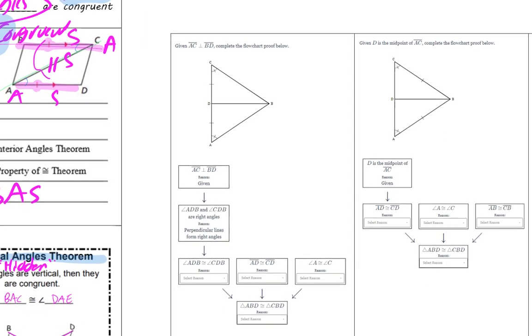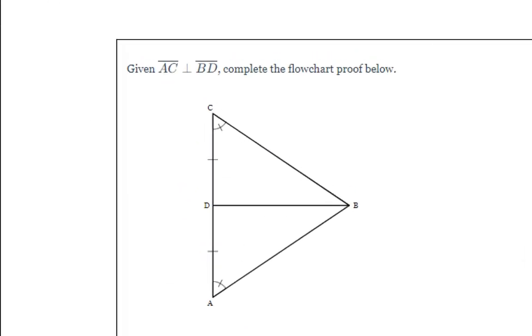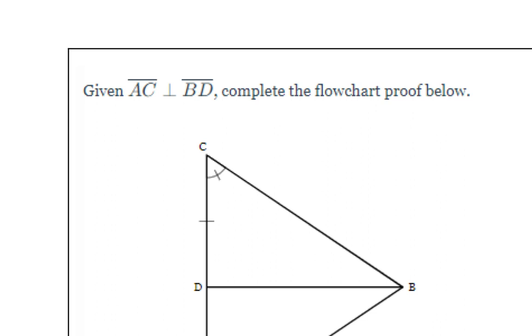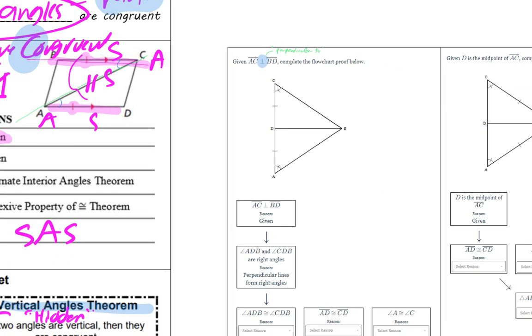All right, so let's take a look at this first one in our we do. This says given AC is perpendicular with BD. So if AC is perpendicular to BD, complete the flow chart below. Okay, so let's look at this.